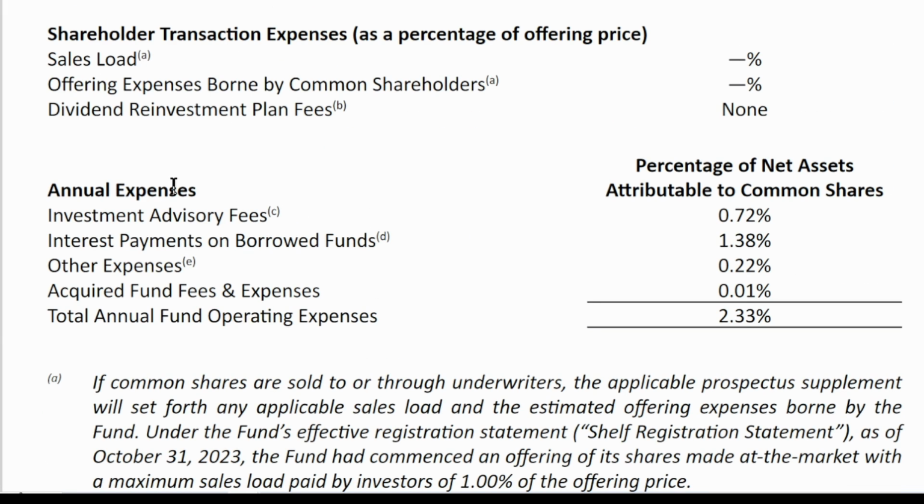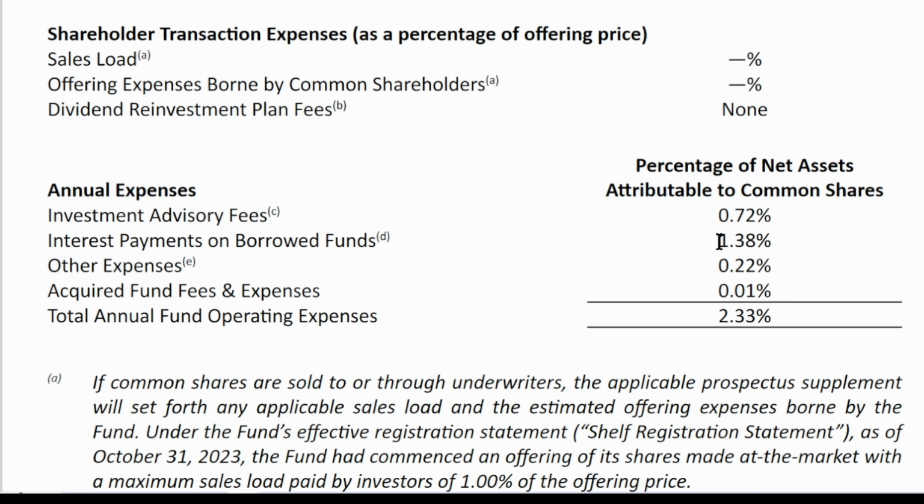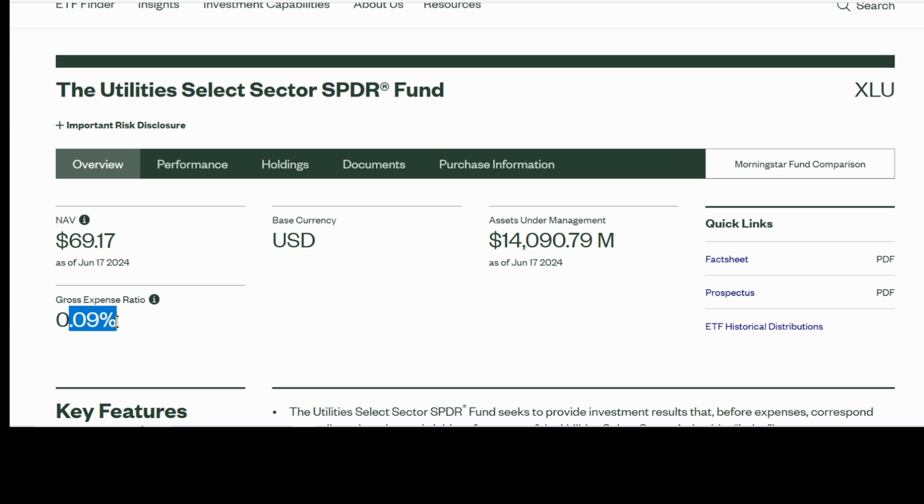And it's very strange that their fees are not listed on their main page. You have to look in the yearly report. And so here you see investment advisory fees, 0.72, interest payments on borrowed funds, 1.38, total annual fund operating expenses, 2.33. Now, if you take out the interest that they pay on the leveraged part of the portfolio, the fees are about 0.9%, which is about 10 times higher than the fees for XLU. So looking at the utilities ETF XLU, you see the gross expense ratio is 0.09, or about 10 times less than that CEF UTG. Right?